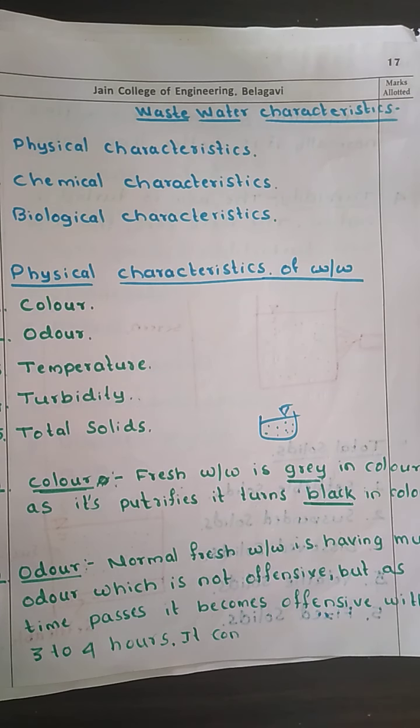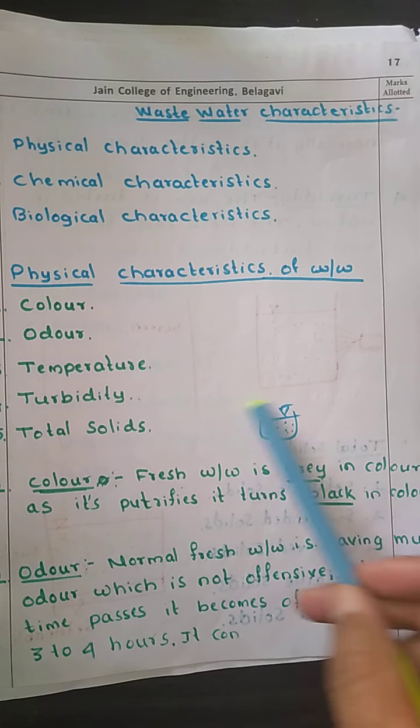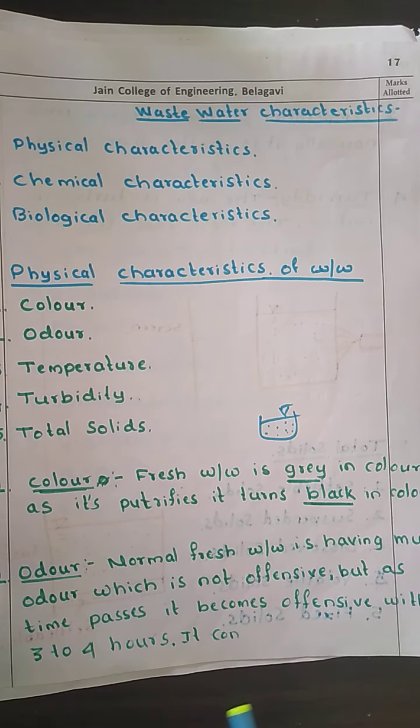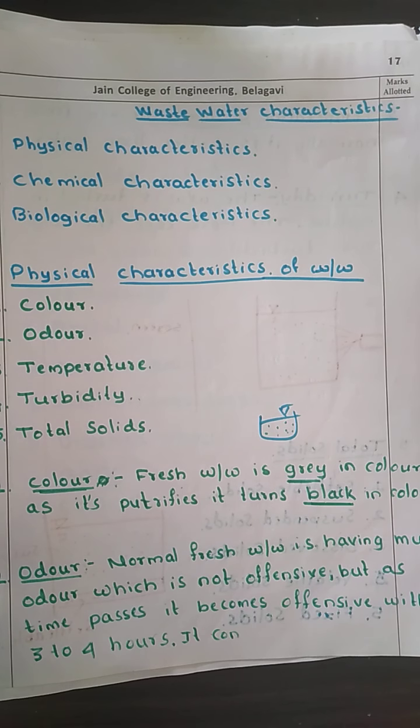As it decomposes, what is going to happen? Whatever oxygen is there in that wastewater slowly gets depleted, and the wastewater gets decomposed. And when it decomposes, it gives you black color. Due to the decomposition of the wastewater, the fresh wastewater which was gray in color converts into black in color.